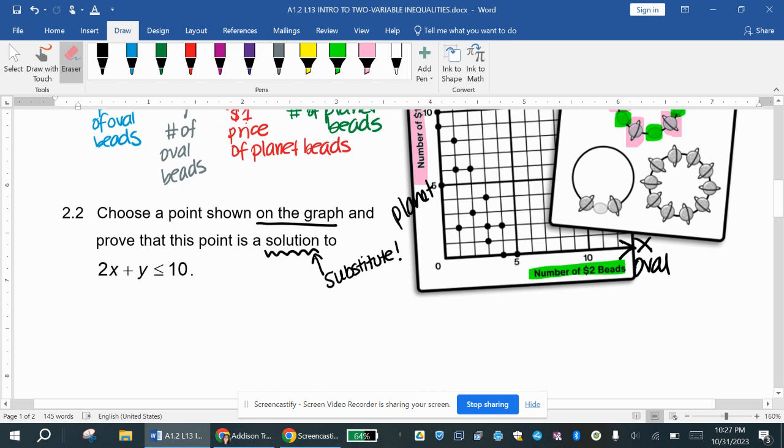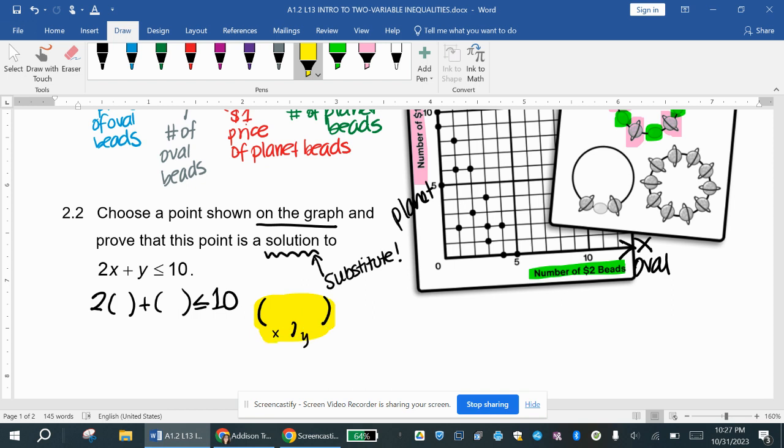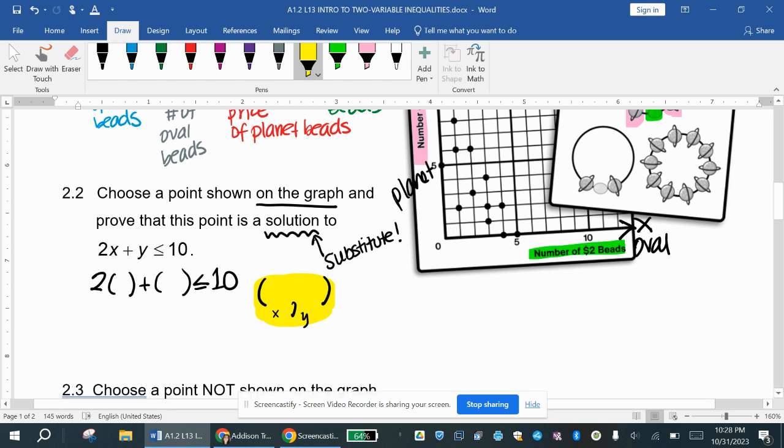Once you pick your point, you're going to substitute it into your inequality, and you want to prove that it is a solution. So in order to prove that it is a solution, you need to be left with a true statement. Okay, go ahead and pause the video. Pick a point that would work when you substitute it.